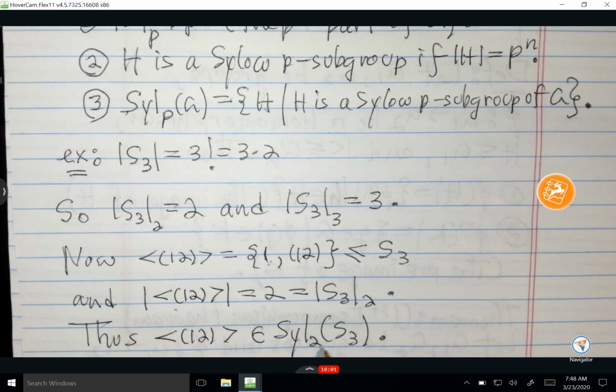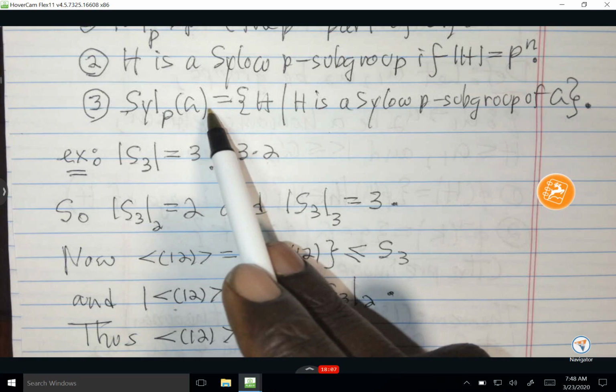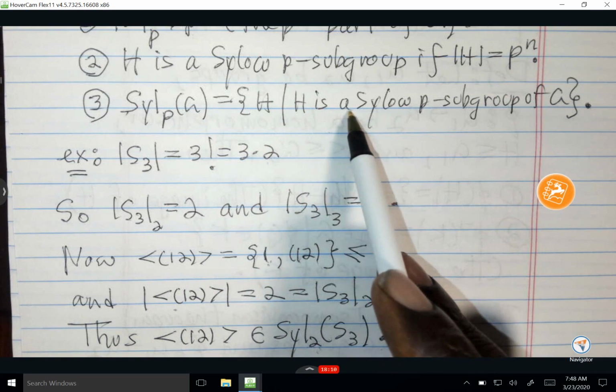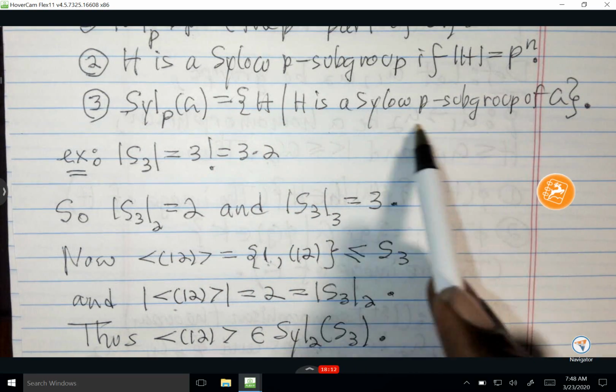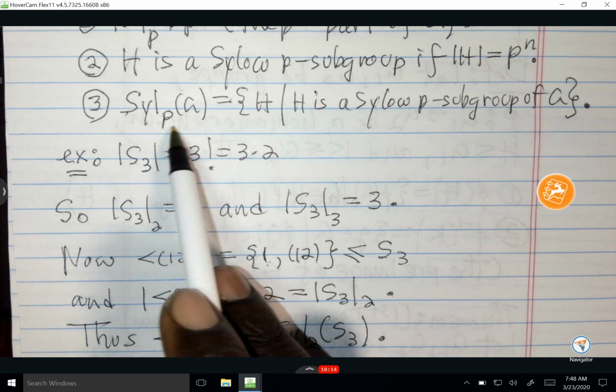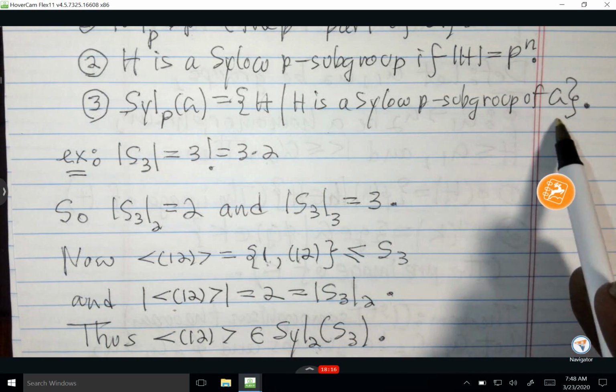As this is a set, follow the pen, this is a set of subgroups. Why? Because it says it right there in definition 3. Follow that pen. See that? It says it right there. Okay?